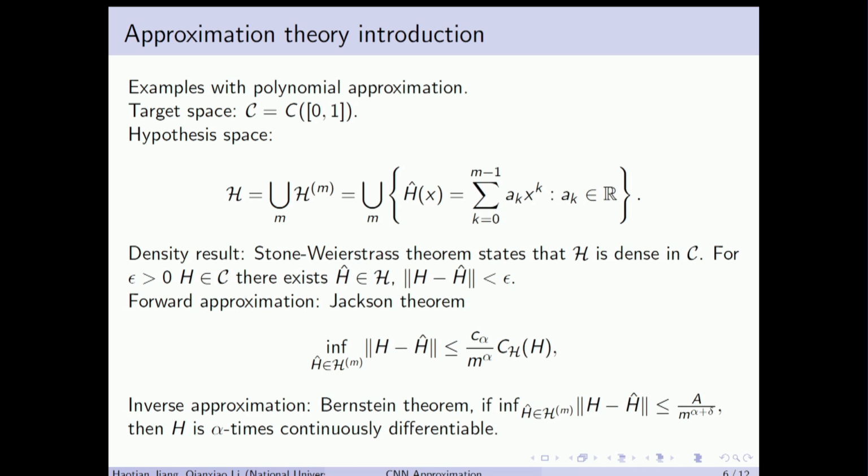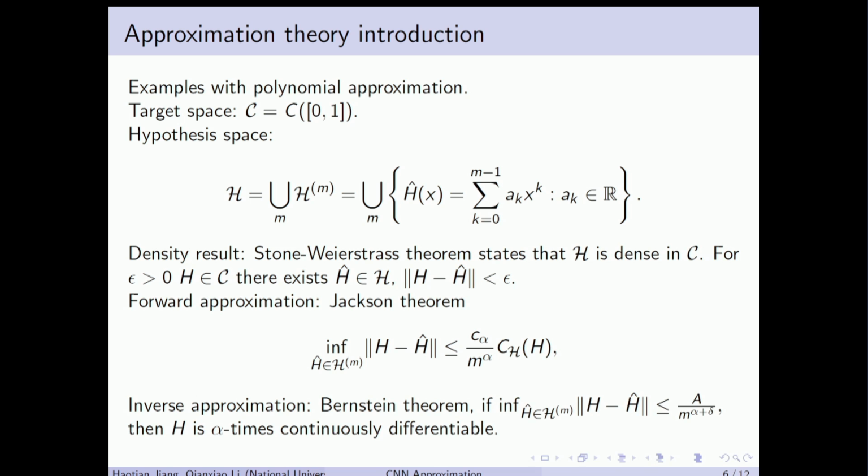This one is particularly important: because we are using a smaller space to approximate the target space, we want to ensure that this space is large enough. So the Stone-Weierstrass theorem states that for any continuous function, there exists a polynomial that can approximate it to arbitrary accuracy. So this is just to say that for any target we are considering, we can find a polynomial in the hypothesis space to approximate it.